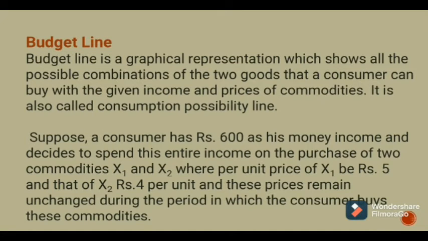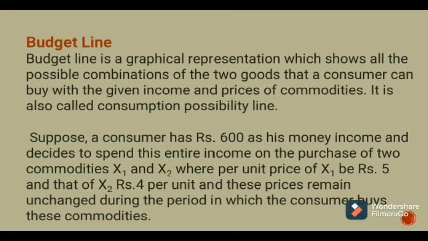Now one more associated concept is the budget line. Let us understand what a budget line is. Budget line is a graphical representation which shows all the possible combinations of the two goods that a consumer can buy with the given income and prices of commodities, and it is also called the consumption possibility line. We can understand with the help of an example.